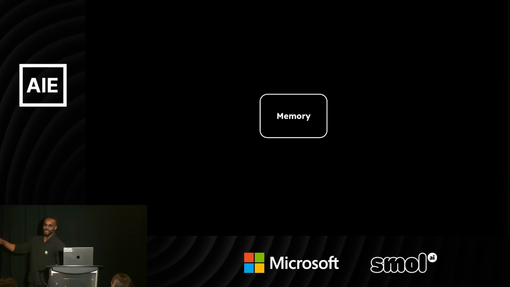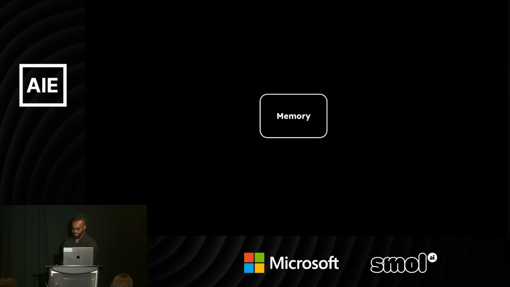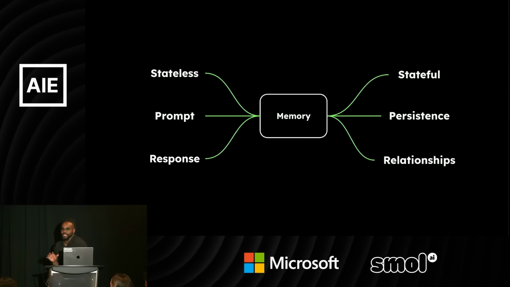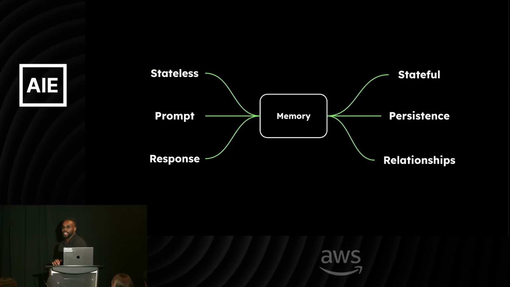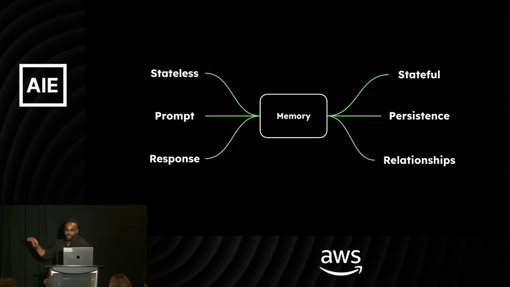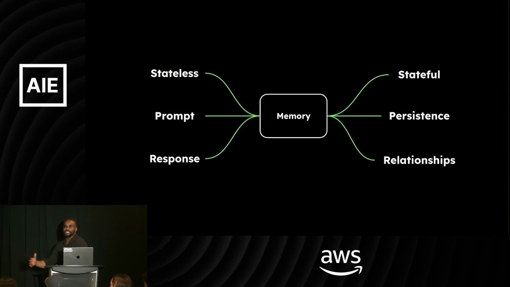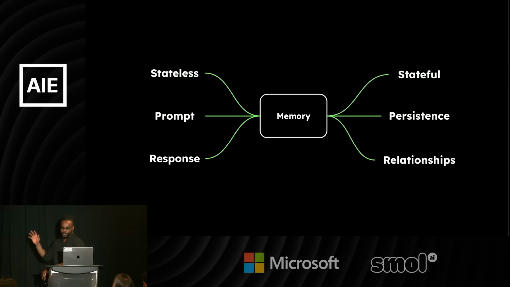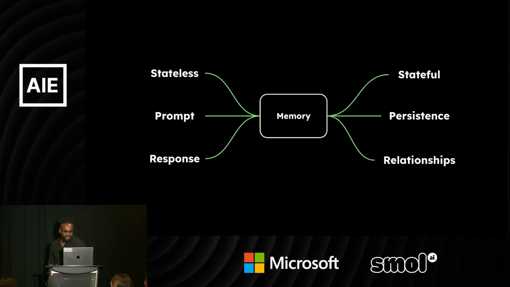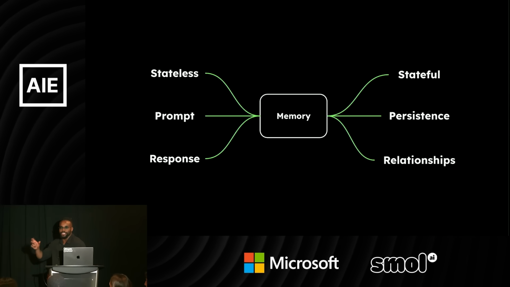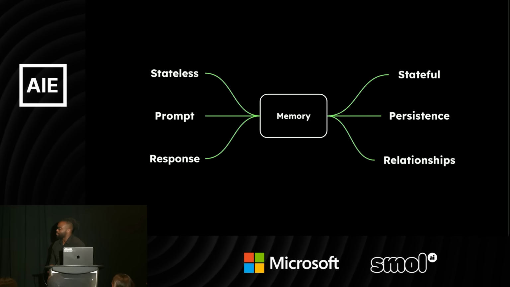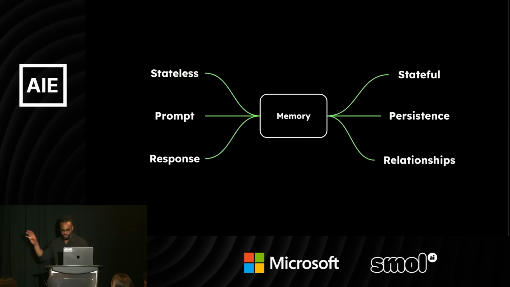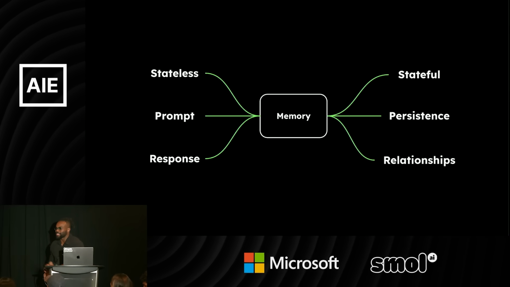So we're gonna be talking about memory. We're gonna be talking about the stateless applications that we're building today and how we can make them stateful. We're going to be talking about the prompt engineering that we're doing today and how we can reduce that by focusing on persistence. We're going to be turning the responses in our AI application and making our agents build relationships with our customers. And all of it is going to be centered around memory.